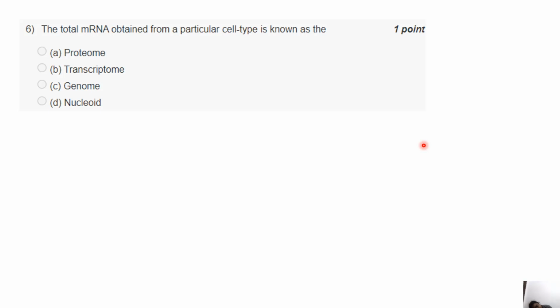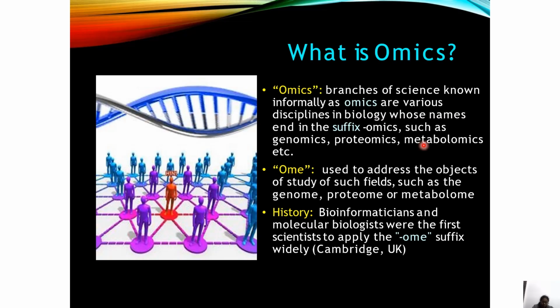Option B, transcriptome. Okay, yeah. So yes, it's transcriptome. So basically, this is the omics concept. We'll talk about this now.